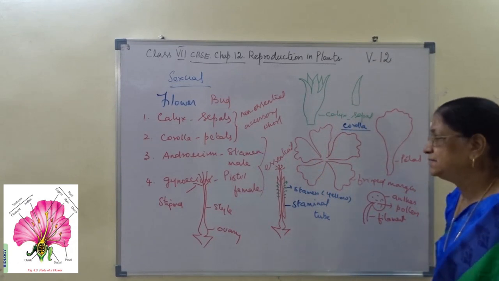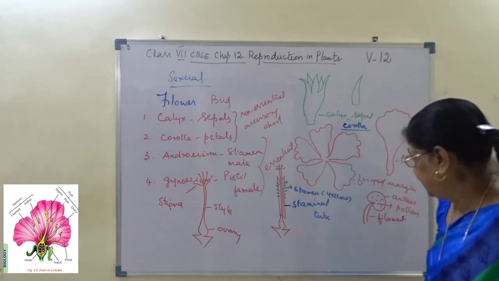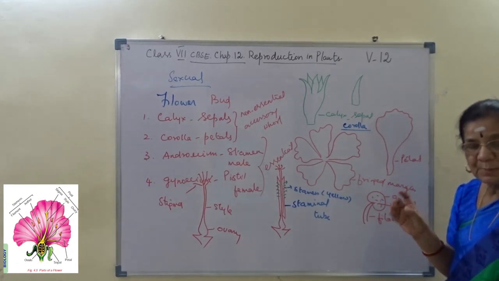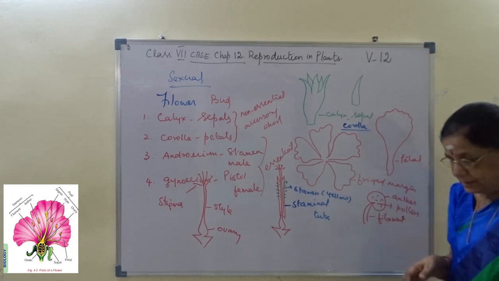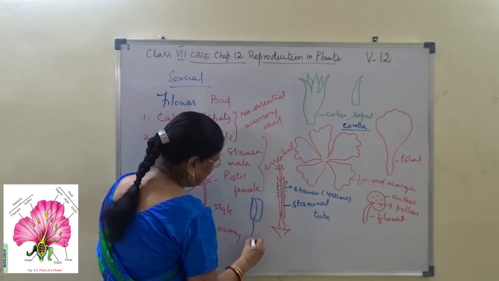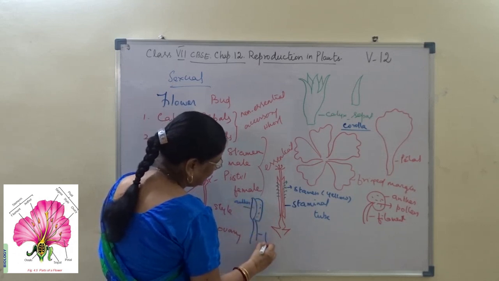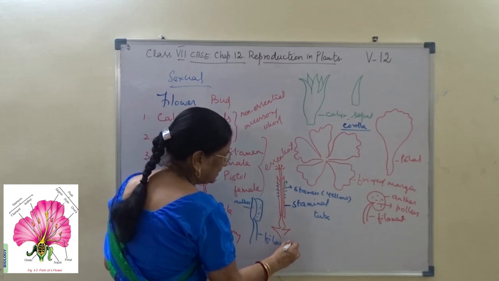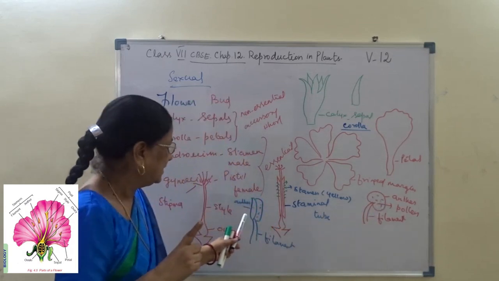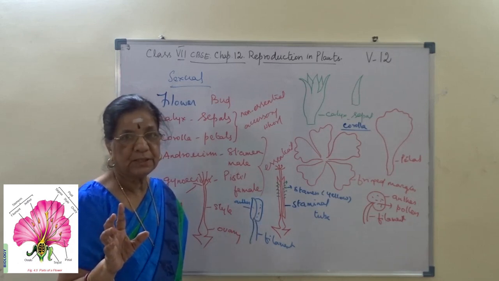The androecium is the male part of the flower, formed of stamens. Each stamen has a stalk called the filament and the anther lobe. In hibiscus alone, the anther is one-lobed, like this. In other flowers, the anther is two-lobed, structured like this. This is the anther and this is the filament. I repeat, in hibiscus alone the anther has only one lobe, whereas in other flowers it is normally two-lobed. I hope you understand.